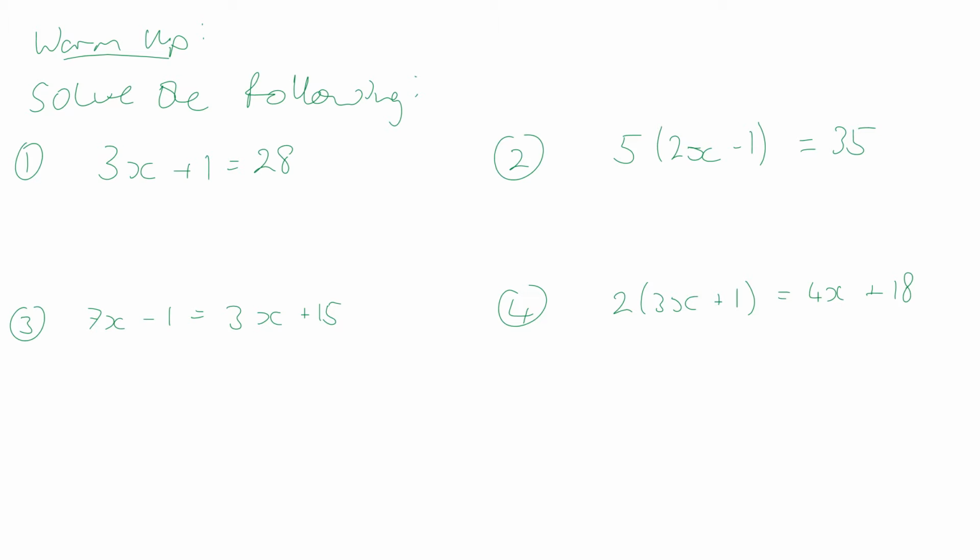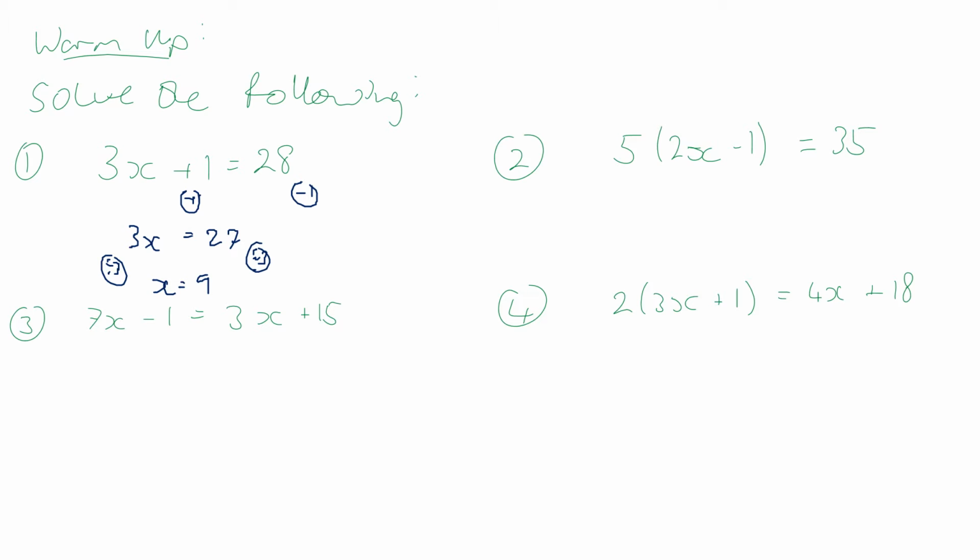Okay, so to solve linear equations, we need to do inverse operations, okay? So we need to do the inverse of adding 1 first, so we subtract 1 from both sides to get 3x is equal to 28 take away 1 is 27. Then the inverse of times it by 3, divide by 3 both sides. We get x is equal to 9.